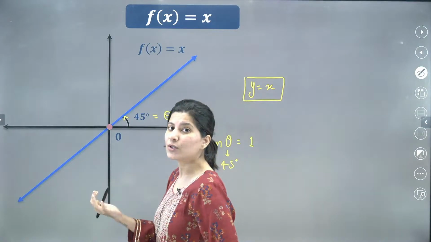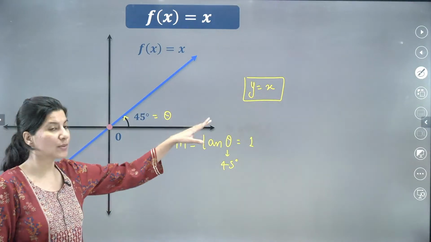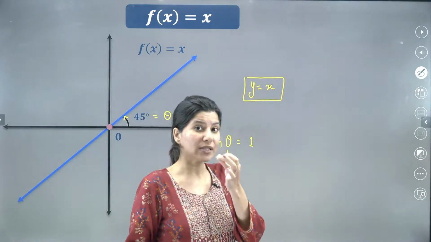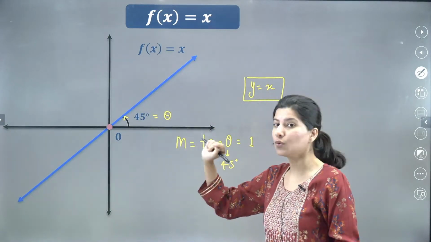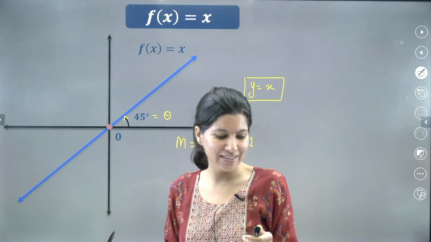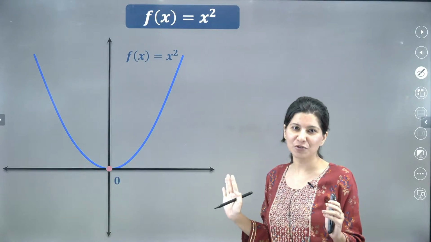So y equals x, or function of x is equal to x, is a straight line, my dear students. So this is a straight line which is passing through origin. Very basic function. I hope that you all know about it, right? Nothing new about it. Majority of you all know.